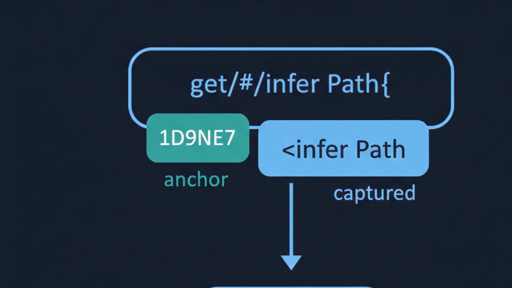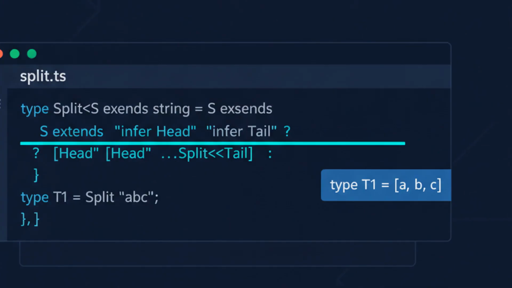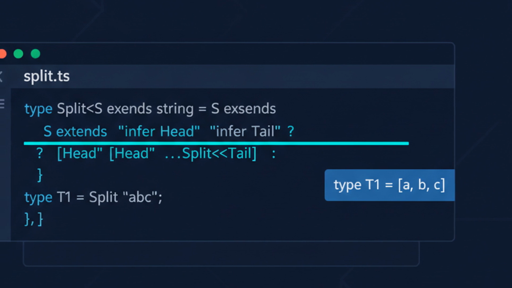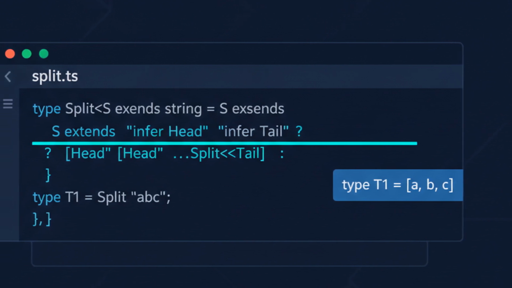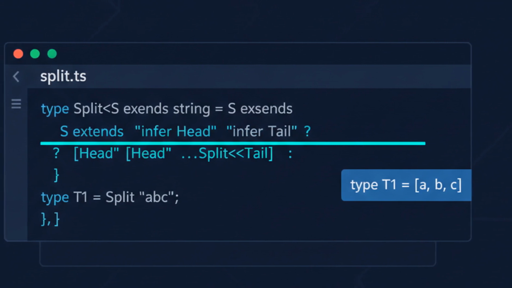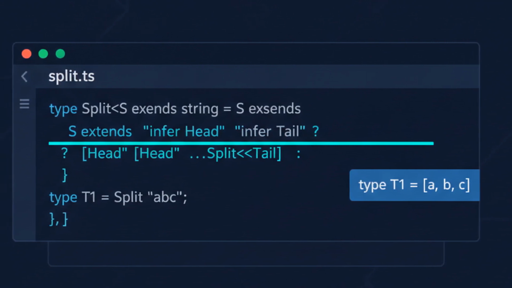Anchors plus capture slots. Single captures are useful, but the real magic is recursion. By matching the first segment before a delimiter and feeding the rest back into the same type, we can split a whole string into a tuple of parts. Here, Split breaks "A,B,C" into a 3-element tuple.